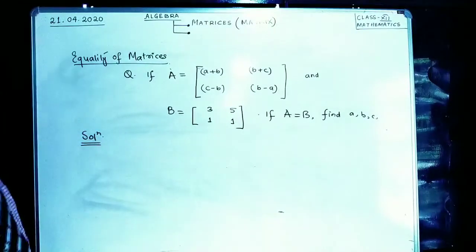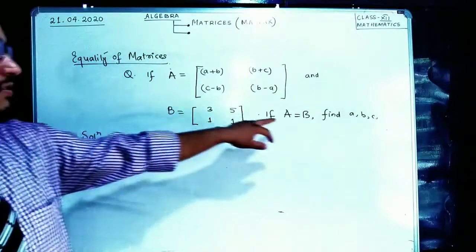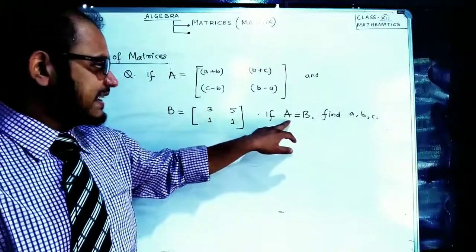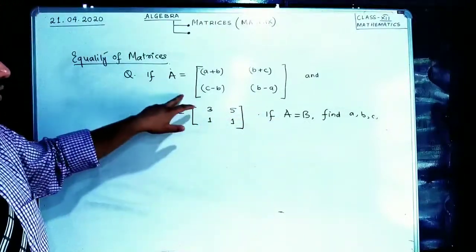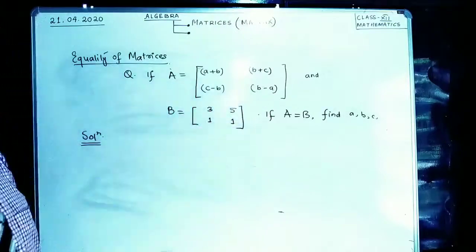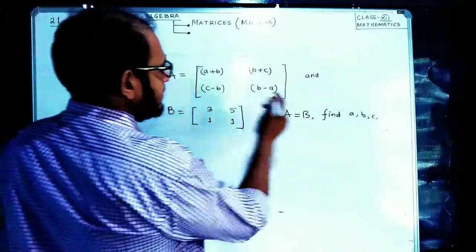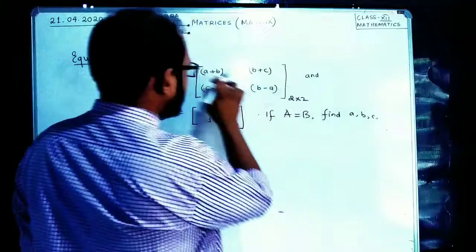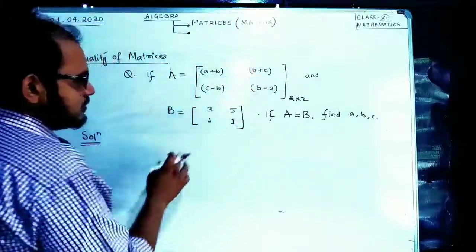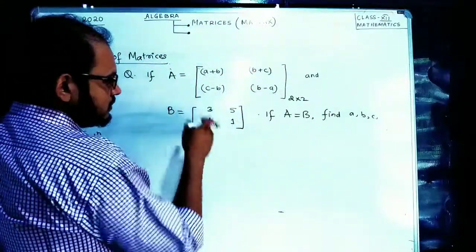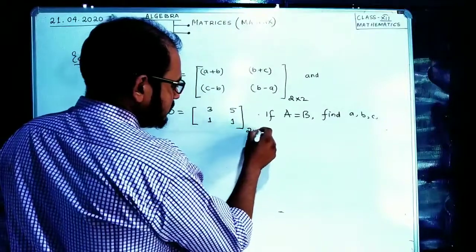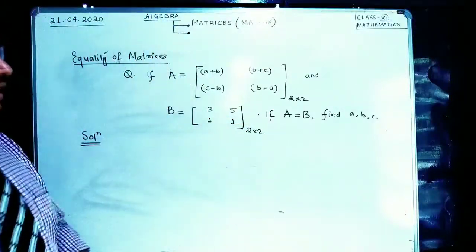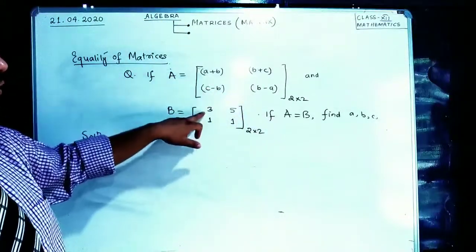Now since A is equal to B, it is given in the question that A equals B. That means, are these two matrices having the same order? Yes, this first matrix has an order 2 by 2, 2 rows, 2 columns. The second matrix also has the same order, it is also 2 by 2. And if they are equal, that means each and every corresponding element must be the same.